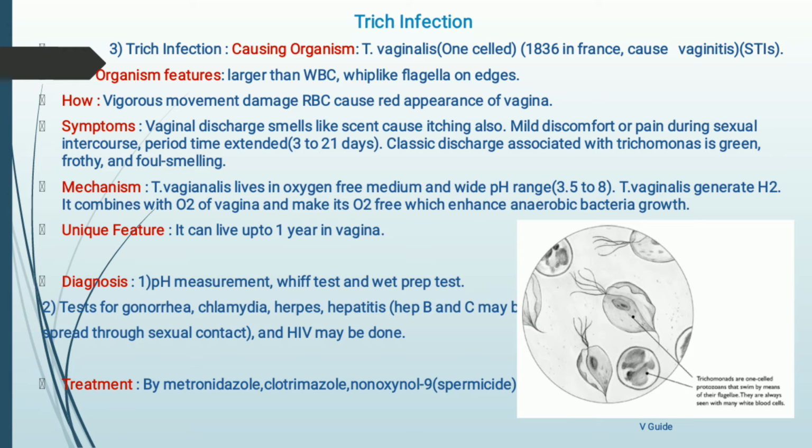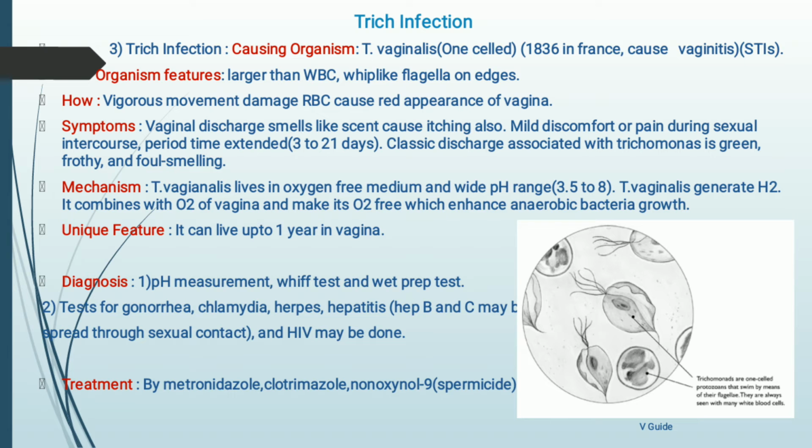And how does this Trich infection occur in our body, in the vagina? Basically, this organism, a single celled protozoa, causes vigorous movement inside the female vagina. Due to this vigorous movement, it damages RBCs of the vagina, which causes a red appearance of the vagina. So basically, this is the main mechanism by which this protozoa infects the vagina.